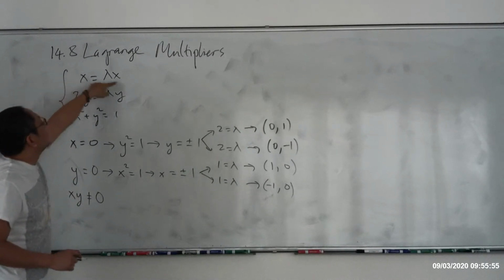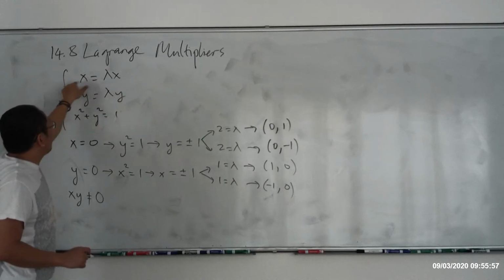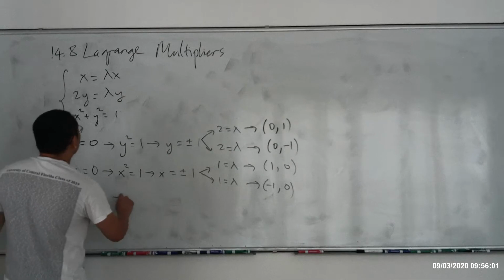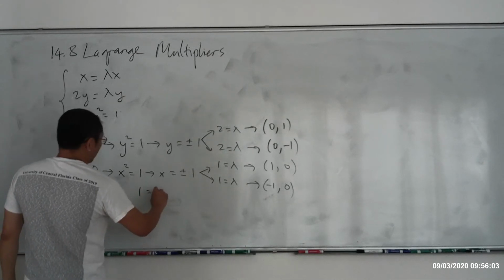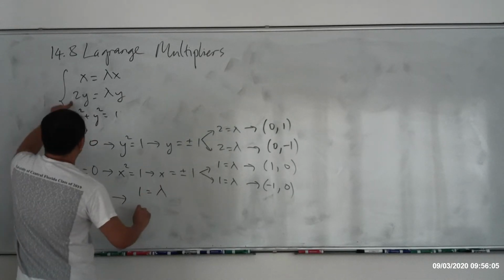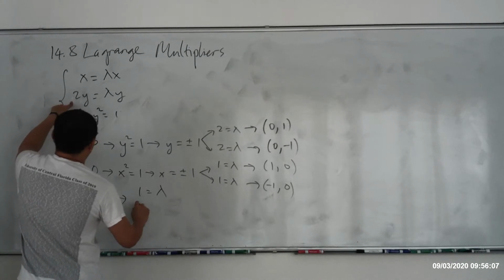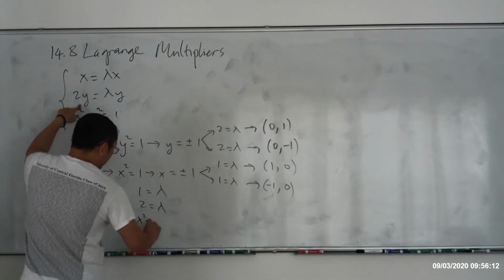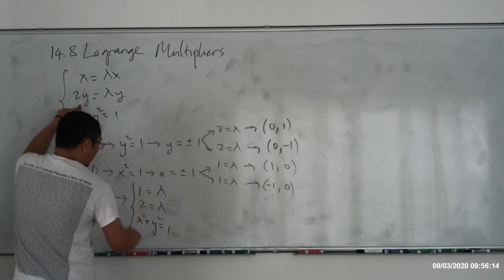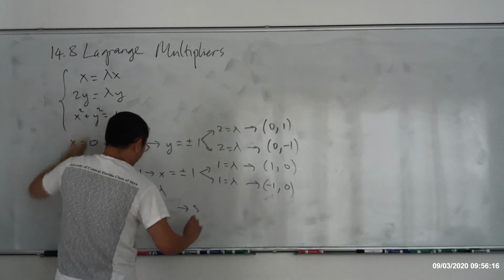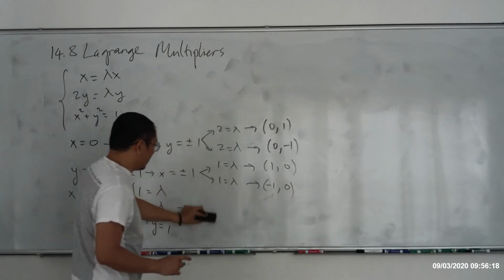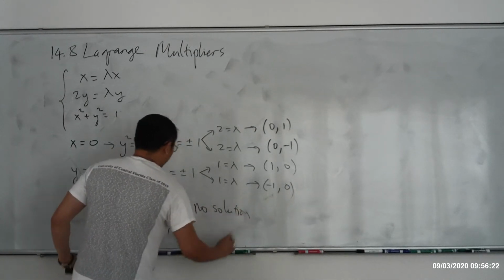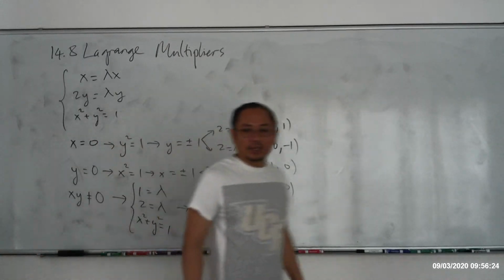Now, both x and y are not 0, so I can legally, safely divide both sides by x in the first equation, and divide by y in the second equation. So I got 1 equal to lambda, and in the second equation, dividing both sides by y, I got 2 equal to lambda, and then x squared plus y squared equal to 1. This is no solution because lambda cannot be equal to 1 and 2 at the same time. No solution. So anyway, you are going to have 4 points, okay?